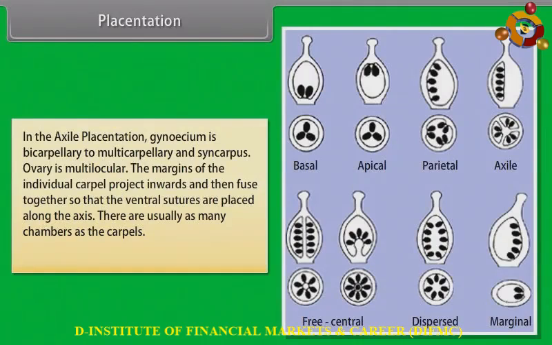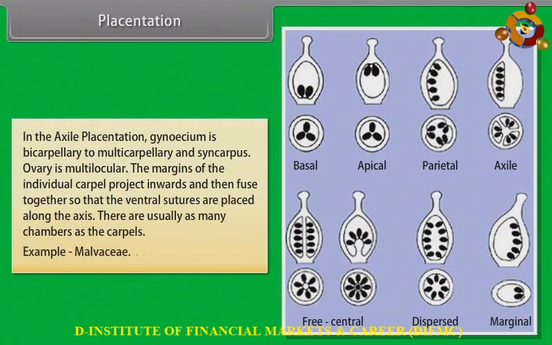In the axile placentation, gynoecium is bicarpellary to multicarpellary and syncarpous. Ovary is multilocular. The margins of the individual carpels project inwards and then fuse together so that the ventral sutures are placed along the axis. There are usually as many chambers as the carpels.